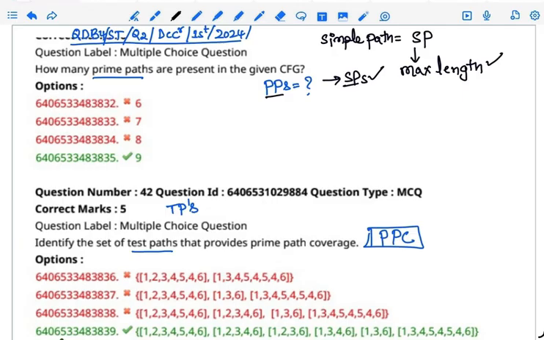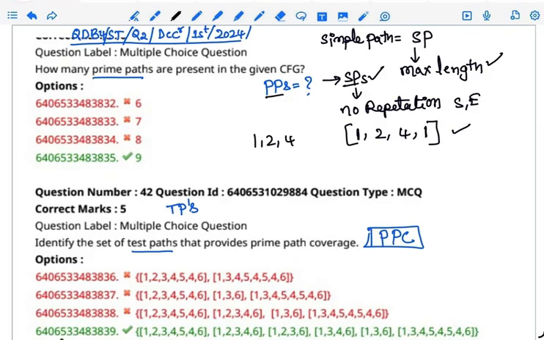What is the condition for a simple path? No repetition of the nodes except the starting node and the ending node. For example, 1, 2, 3, 4, 1 is a simple path, because the starting node is 1 and the ending node is 1, so this is allowed in a simple path. 1, 2, 4 is also a simple path.